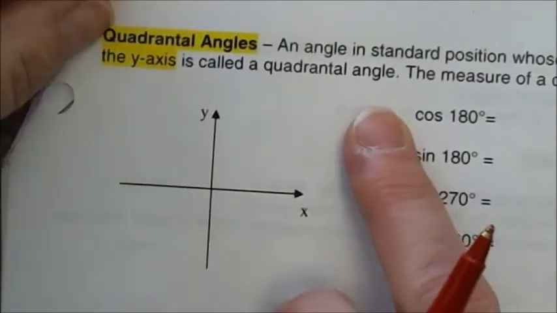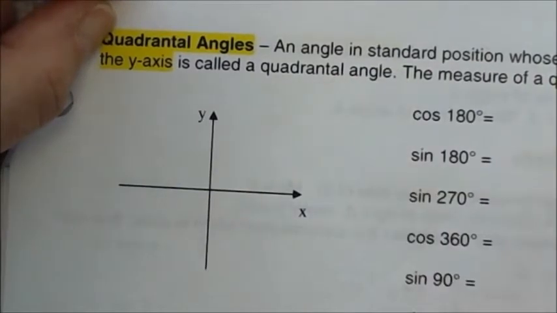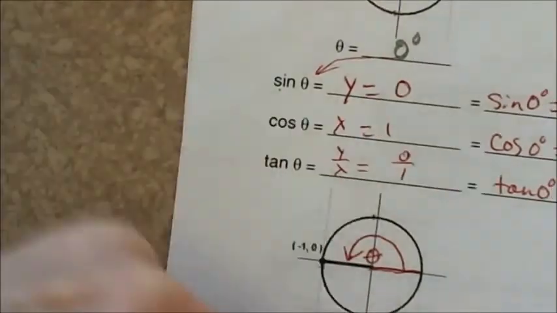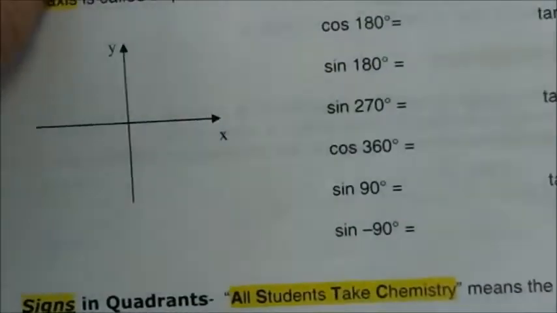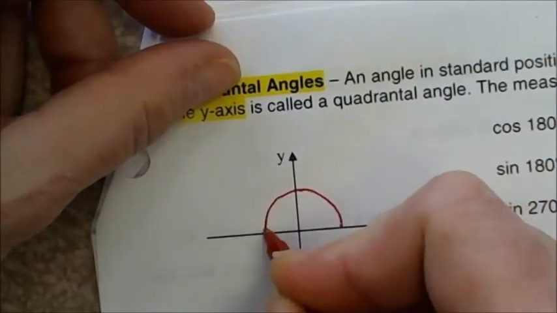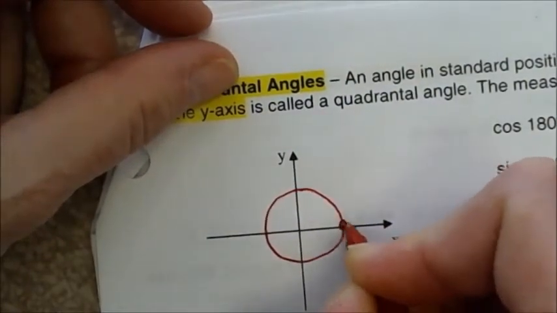Now the last page. Whew, this is a long one. Quadrantal angles. Okay, we've already covered this on the other page. So all we really have to do is go back here and talk about the sine, cosine, and tangent. I guess because these are so important, I wanted to do this again.